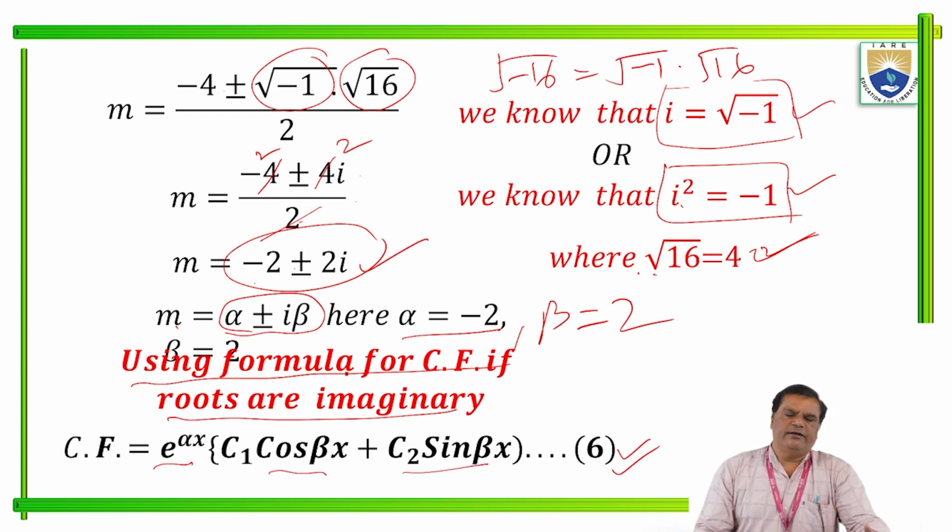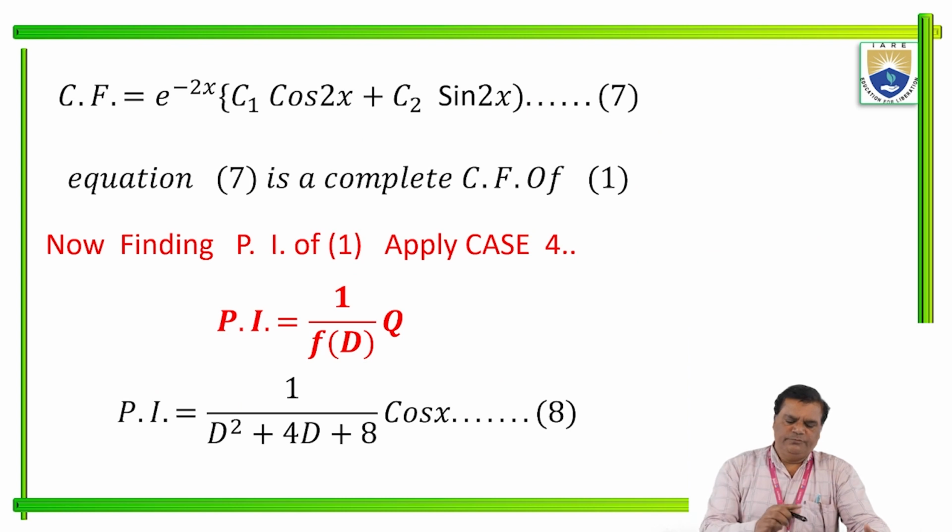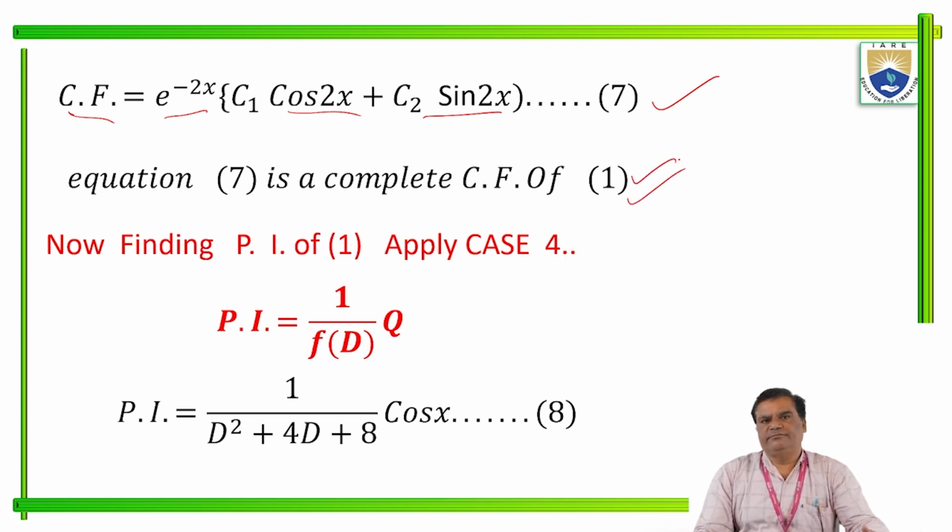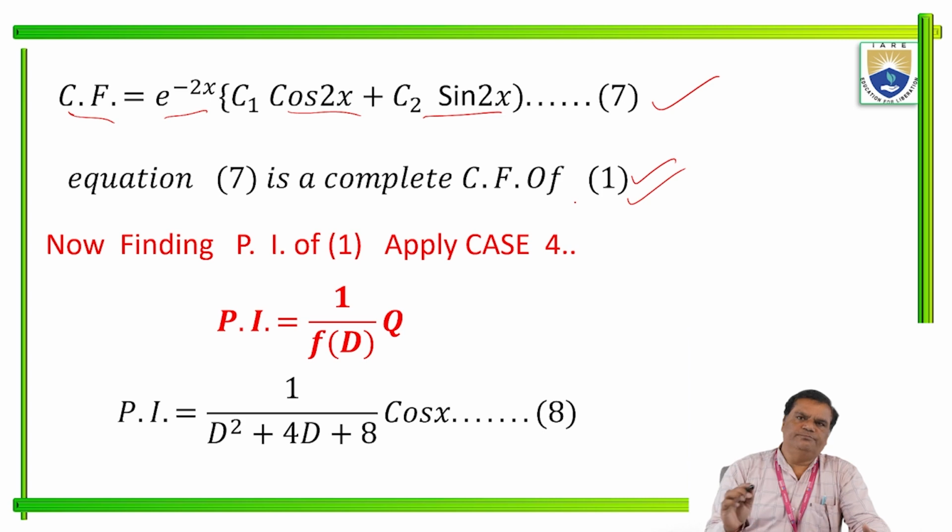Alpha and beta are the real and imaginary values in our given roots. So CF equal to e to the power minus 2x, C1 cos 2x plus C2 sin 2x. Equation 7 is the complete complementary function of equation 1 of our question.